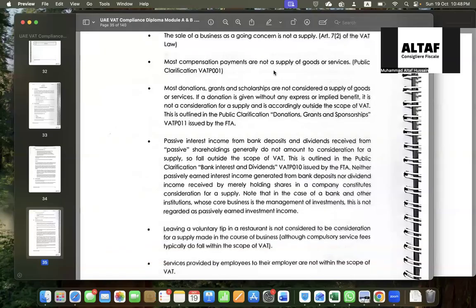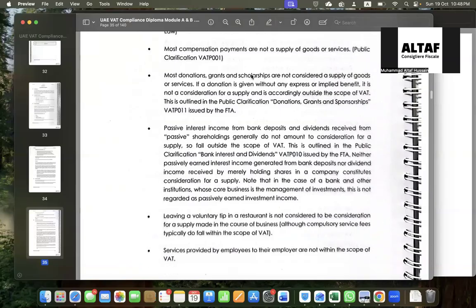Most compensation payments are not a supply of goods or services. There is a very detailed public clarification issued on that, VAT P001, disbursements versus reimbursement. Definitely, we are going to read that as well. But if there is a disbursement being made on behalf of a third party, where the person did not have all the risks and rewards related to a transaction, but was only doing a settlement on behalf of another person, related party, then that is an out of scope transaction.